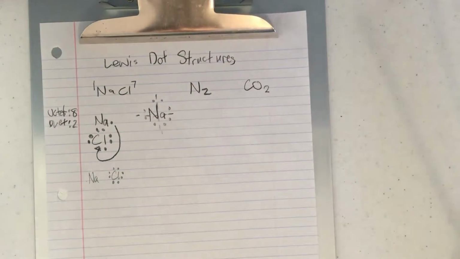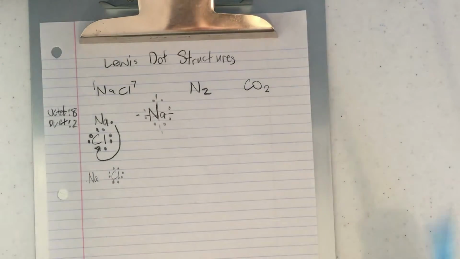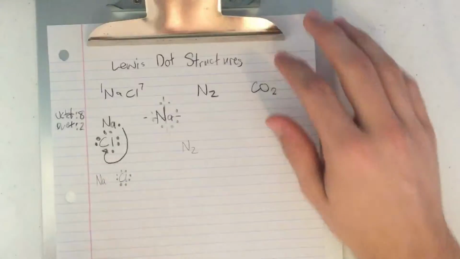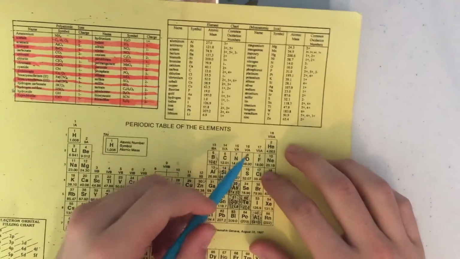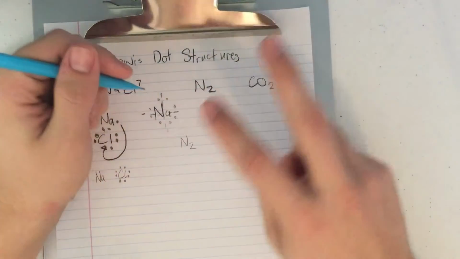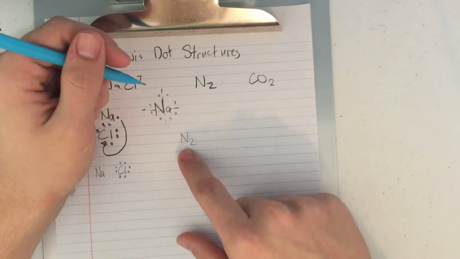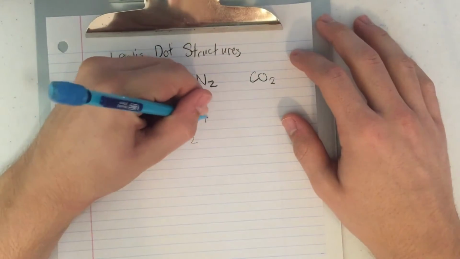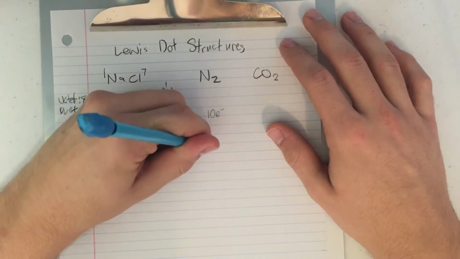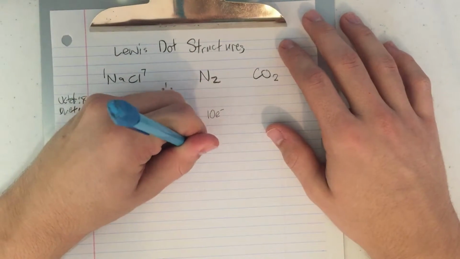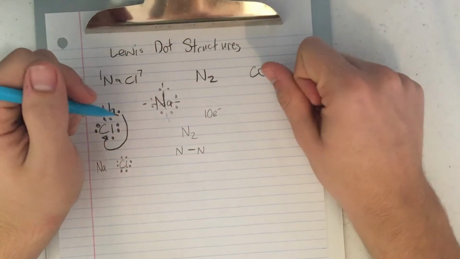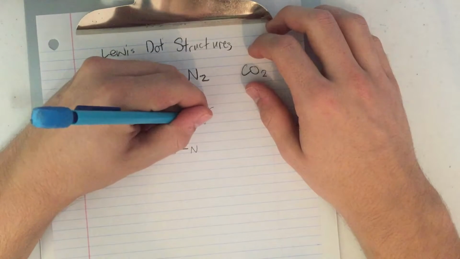Okay, so there we didn't really have to do anything too fancy, but now things are going to get harder. So N2. If we look at our periodic table, it's in group 5, so there's 5 electrons from each atom. We're going to multiply it by 2 because there are 2 atoms, so that gives us a total of 10 electrons, okay? Now I'm going to write them side by side, N, N, and I'm going to put a bond between them. 1 bond represents 2 electrons, okay?